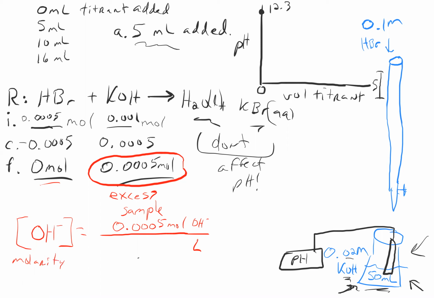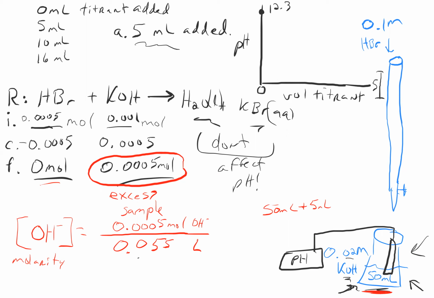So I'm going to divide by a volume in liters, a total volume. Now, what is that total volume? Well, I started with 50 milliliters down here in that flask, didn't I? And now I added 5 milliliters of titrant. I'm going to assume that the volumes are additive, which makes 55 milliliters, which is 0.055 liters. So notice here that I'm dividing by my new volume after I've essentially diluted by adding titrant.